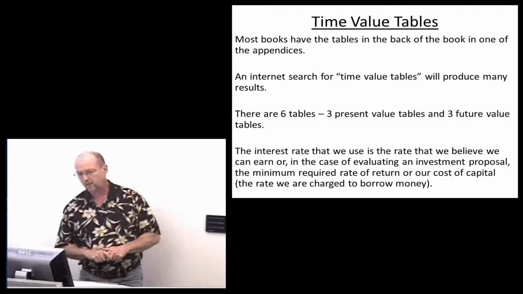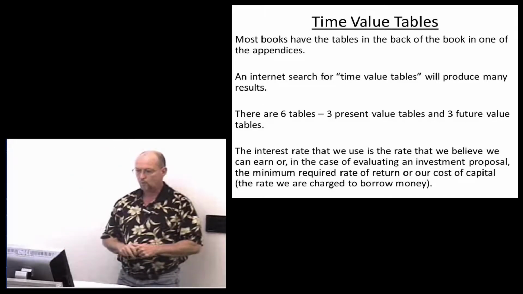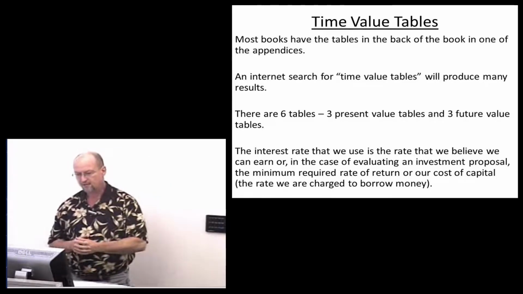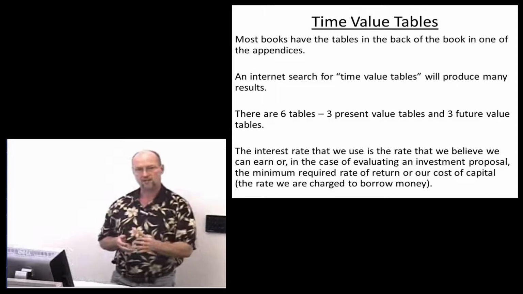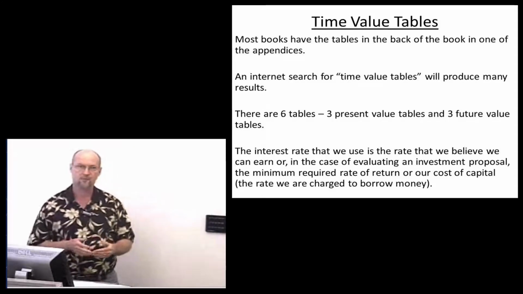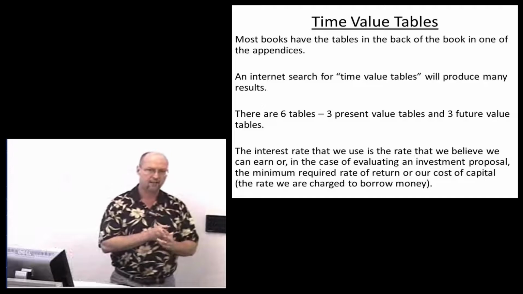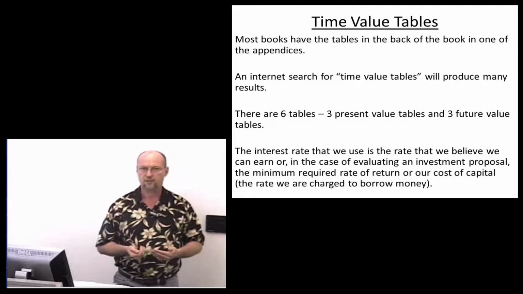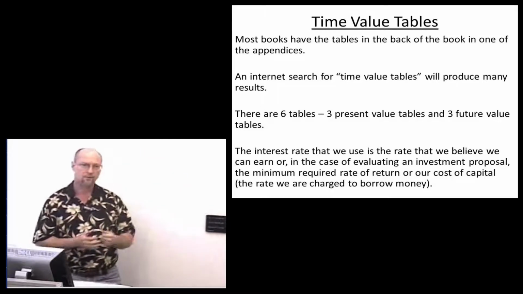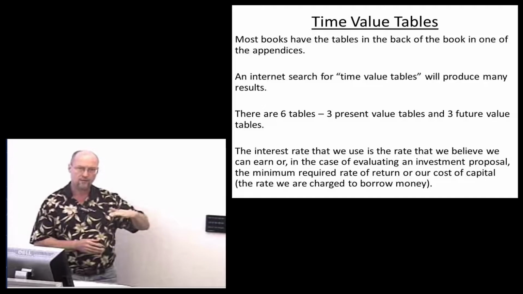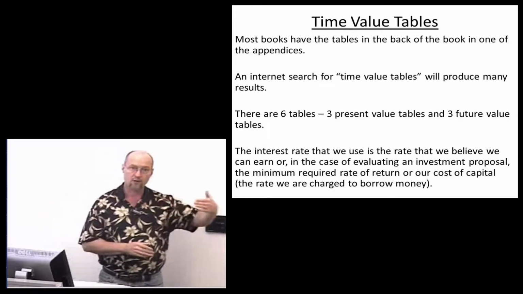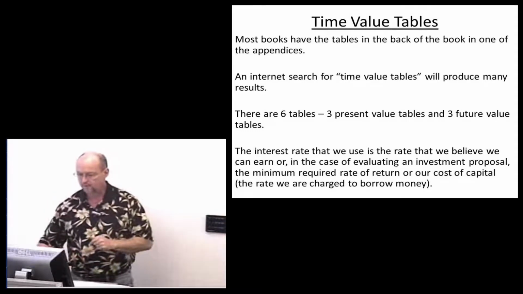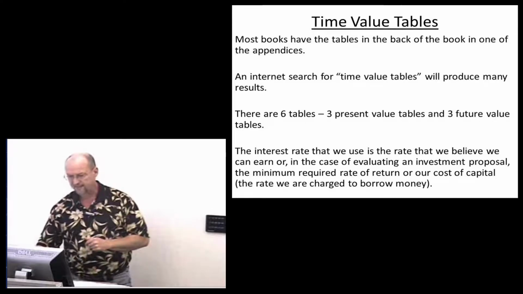The interest rate that we use is the rate that we think we will earn. Or in the case, if we're considering an investment proposal, what is our cost of borrowing money, what we call our cost of capital? And most companies will establish something called a minimum required rate of return on investment. If we can't generate at least, for example, an 8% return on investment, there are probably better opportunities out there. So we set a minimum required rate of return, sometimes called a hurdle rate, to clear the hurdle in order for us to actually invest in this proposal. So this is ultimately what we're considering in capital investments.